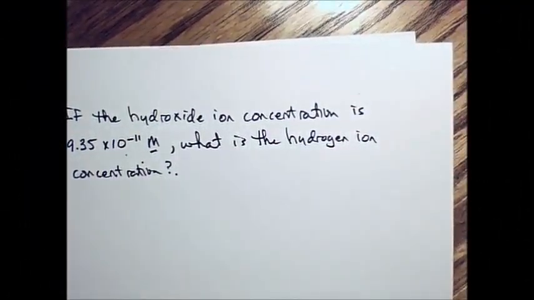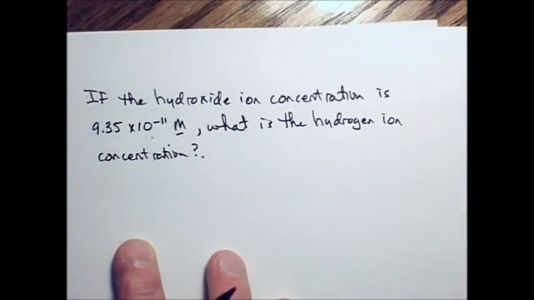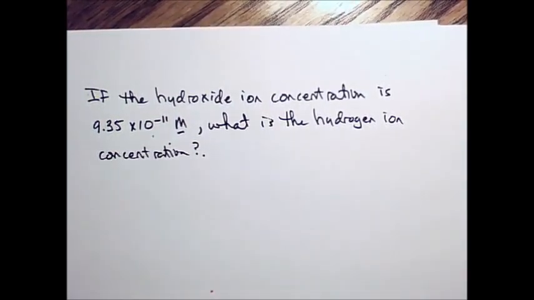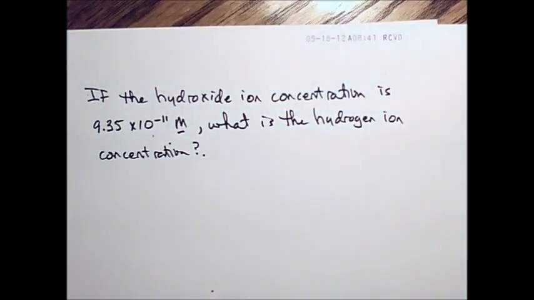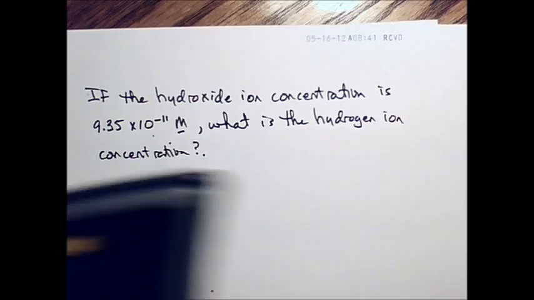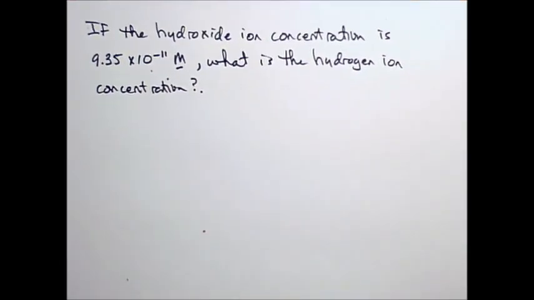Here's a new problem for you. If the hydroxide ion concentration is 9.35 times 10 to the negative 11 molar, what is the hydrogen ion concentration? Please solve this problem now.